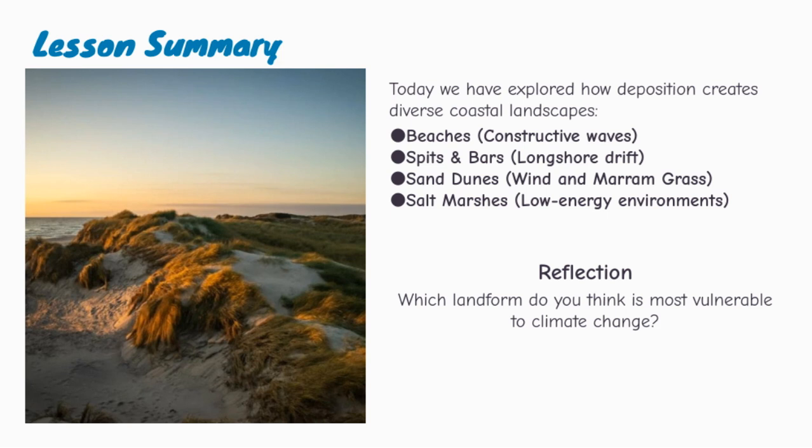The reflection question is, which landform do you think is most vulnerable to climate change? You might choose salt marshes because sea level rise and coastal squeeze could drown or squeeze them out. You might choose sand dunes because storms and trampling can damage them. You might choose beaches because stronger storms can remove sediment and create a negative coastal budget. The key idea is that depositional landforms are valuable but fragile.